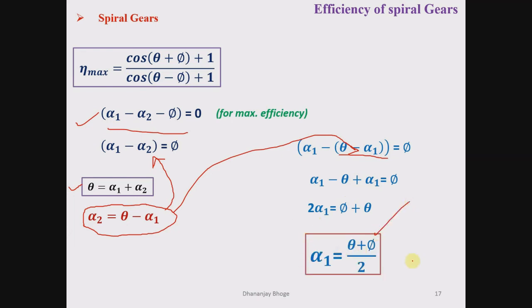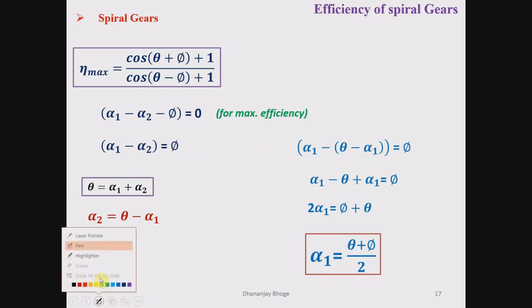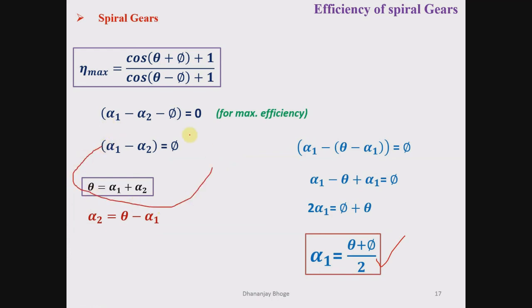So in order to get the maximum efficiency from a pair of spiral gears, you will choose the helix angle or spiral angle of the driving gear using this equation. Okay, so write down this equation. Alpha 1 is equal to theta plus phi by 2. Correct. We have solved these two equations to get the value of alpha 1. Similarly, if you solve for alpha 2, you will get alpha 2 is equal to theta minus phi by 2. So please note down these two equations.